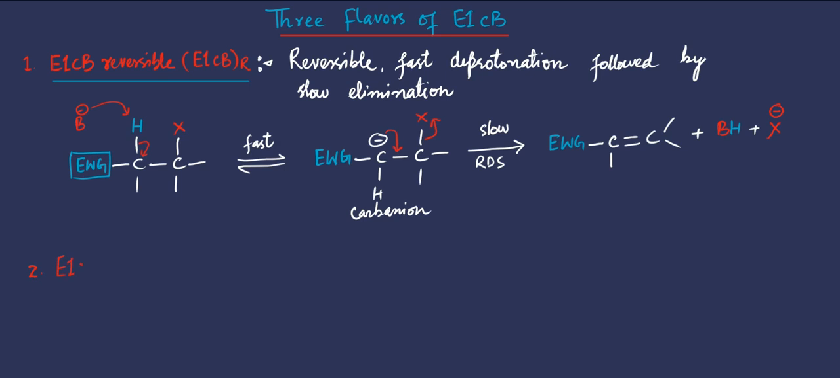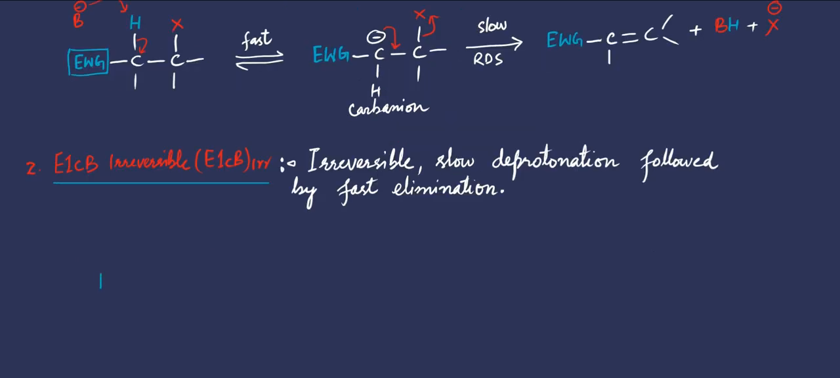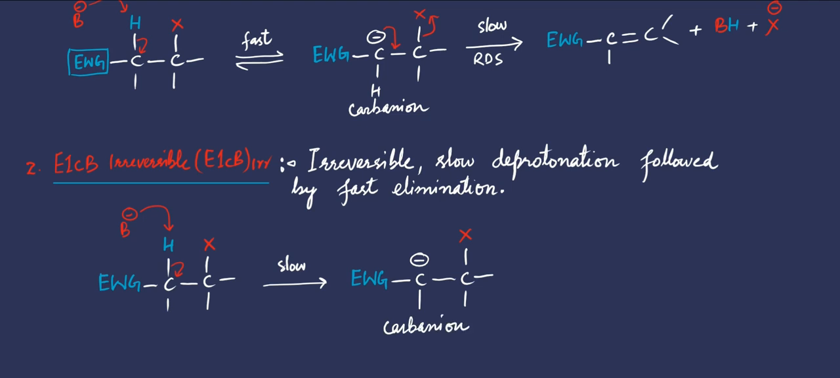The second type is E1cB irreversible, abbreviated as E1cB-IRR. It involves irreversible slow deprotonation, followed by fast elimination of leaving group. Consider this substrate having leaving group X, with an adjacent carbon bearing H, and the electron withdrawing group. The first step is irreversible slow deprotonation of acidic H by base to form a carbanion conjugate base. The second step is fast, in which negative charge kicks out the leaving group X, to form a double bond between the two carbons.